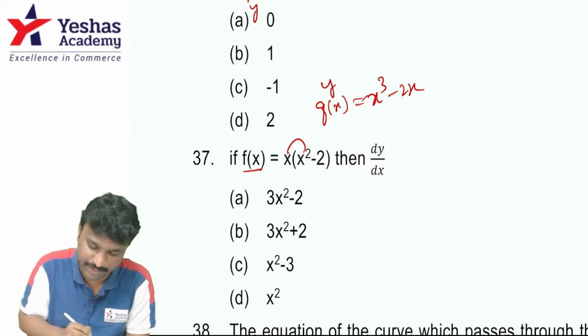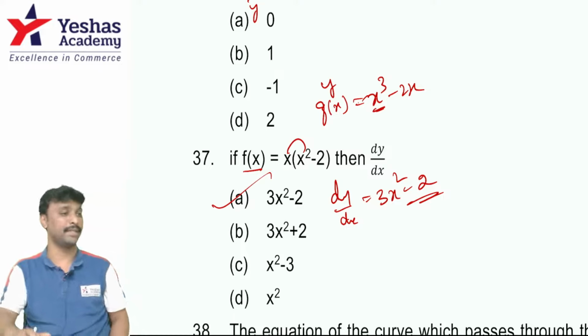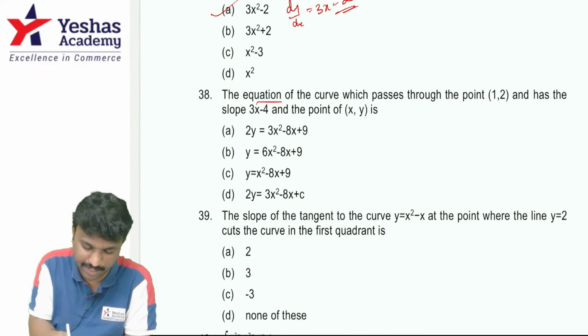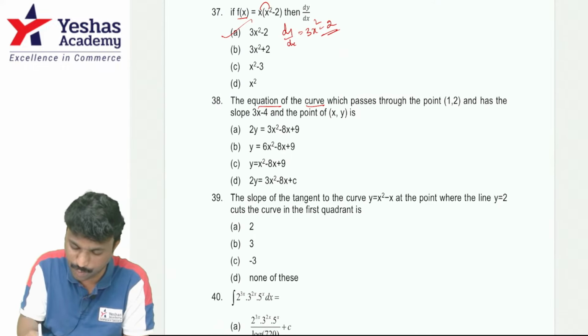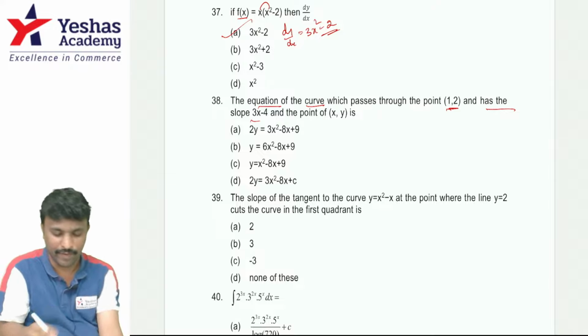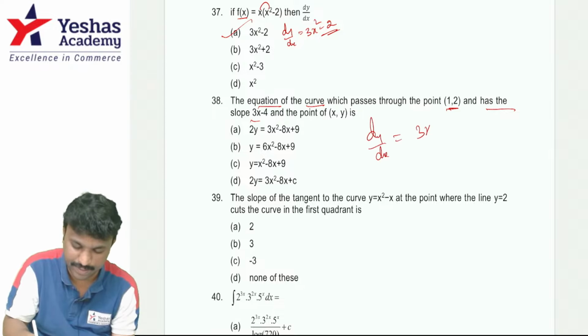So this f of x is nothing but y. So what is dy by dx? Differentiate. X cube derivative is 3x square, 2x derivative is 2. So 3x square minus 2 is the answer. Moving on to the next question, question number 38. The equation of the curve which passes through the point (1, 2) and has the slope 3x minus 2. Guys, when you have the slope, that is dy by dx actually, so dy by dx is 3x minus 2.